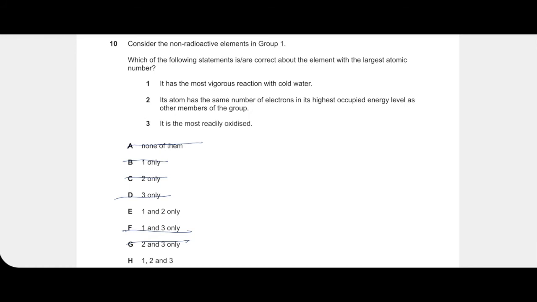Now moving on to statement number 3. It is the most readily oxidized. This is correct for reasons mentioned in statement number 1. This is because there isn't much attraction between the nucleus, which is full of positive protons, and their outermost electrons. So we could eliminate E, and therefore the answer to 10 is H.